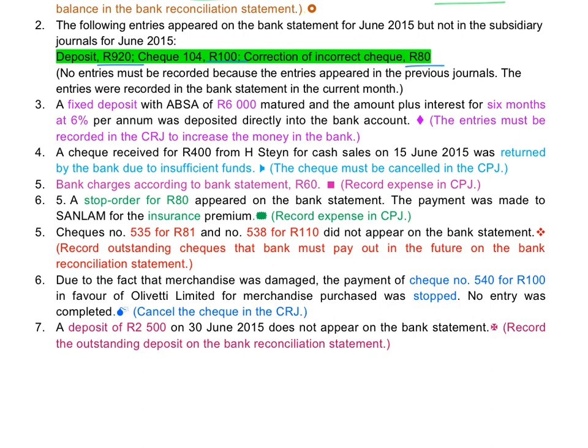A fixed deposit of 6,000 Rand matured, and the amount plus the interest for 6 months at 6% per annum was deposited directly into the bank account. Therefore, the bank already recorded this in the bank statement. We still have to record this fixed deposit into our bank account to show that as a result of the direct deposit, the money in my bank increased.